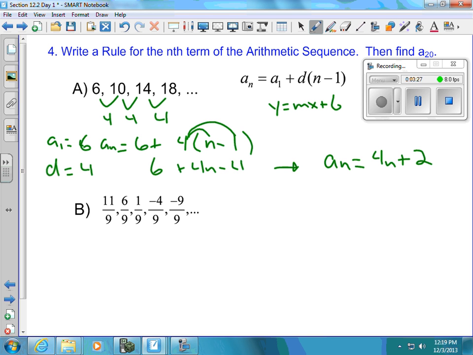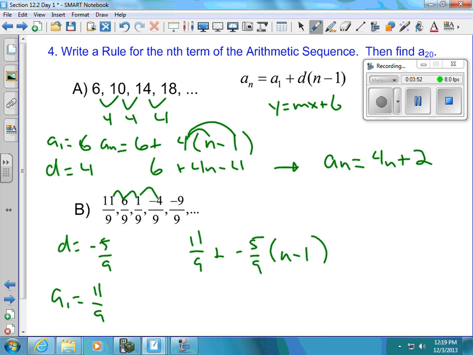We'll start down here just to prove it's arithmetic. These have like denominators, so we can see that we go down by 5 each time. Our common difference is -5/9, and our a sub 1 is 11/9. So we can plug this in: 11 over 9 plus -5/9 times n minus 1. I'll leave that for you to put in slope-intercept form.